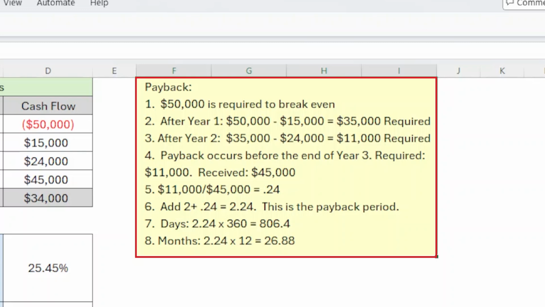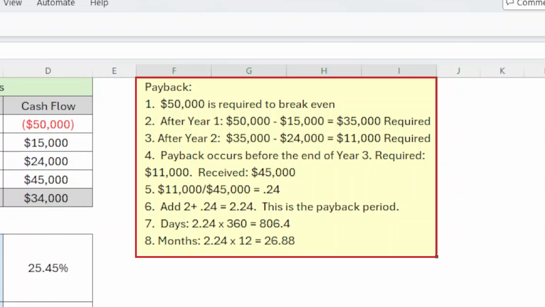$50,000 is required to achieve payback. $15,000 was the net cash flow in year 1. We subtract $15,000 from the required $50,000. We still need $35,000 for payback. We received cash flow of $24,000 in year 2. We can subtract $24,000 from the $35,000 we needed to achieve payback. We are getting closer. At the end of year 2, we still need $11,000.